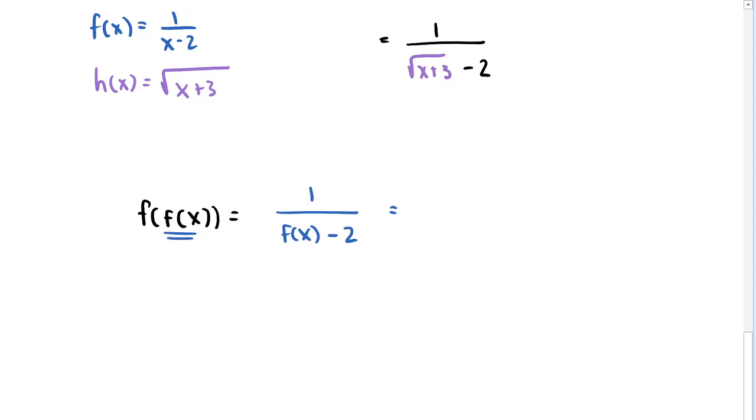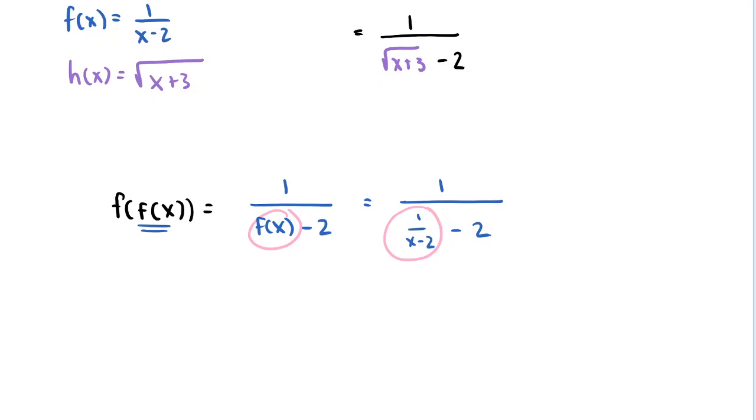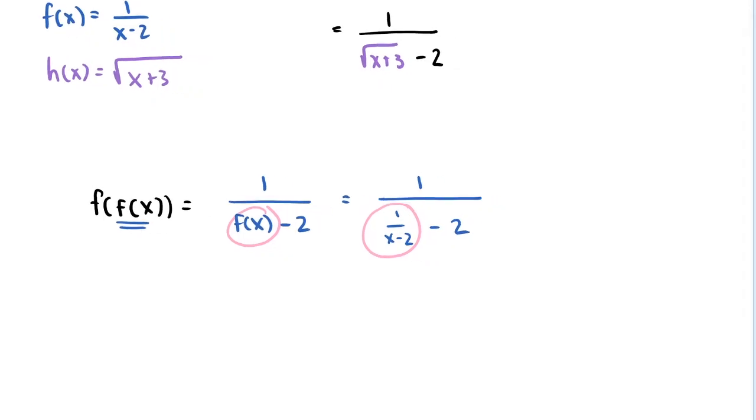And so this is really the same as 1 over, f of x is 1 over x minus 2, minus 2. All right, so here really these are meant to represent the same thing, right, f of x. So 1 over f of x minus 2. And so we've got a fraction within a fraction here. How can we possibly simplify this?